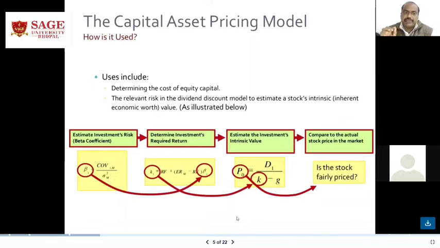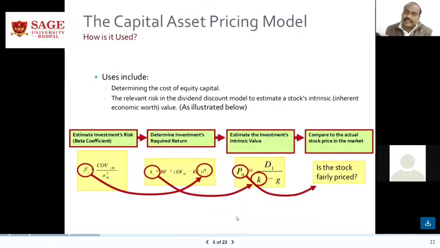So here we have to estimate the investment's risk through beta coefficient. Just keep in mind that beta is treated as risk. And after estimating that, we have to determine the investment's required return. How much return do you want? You have to determine it. I want 10%, I want 15%, I want 20% return from my investment.